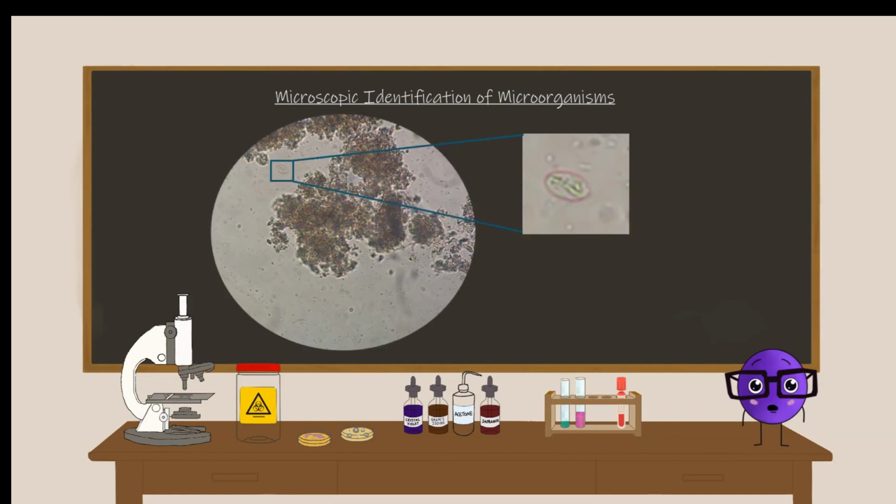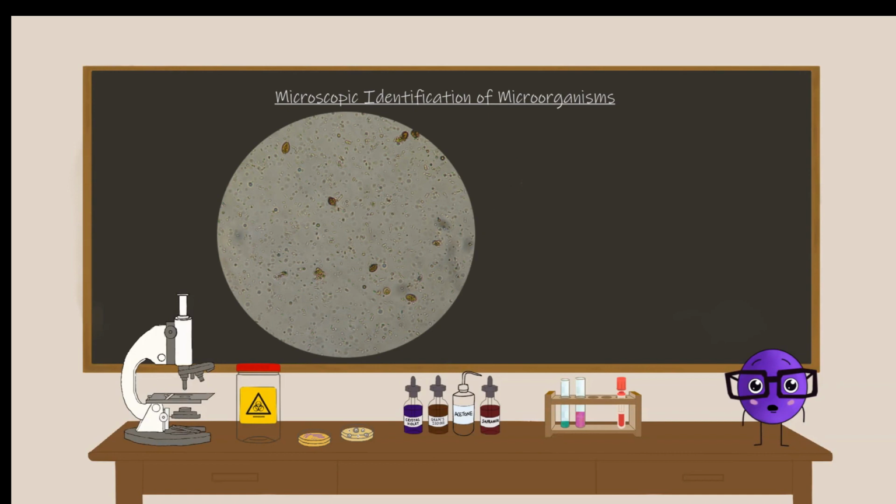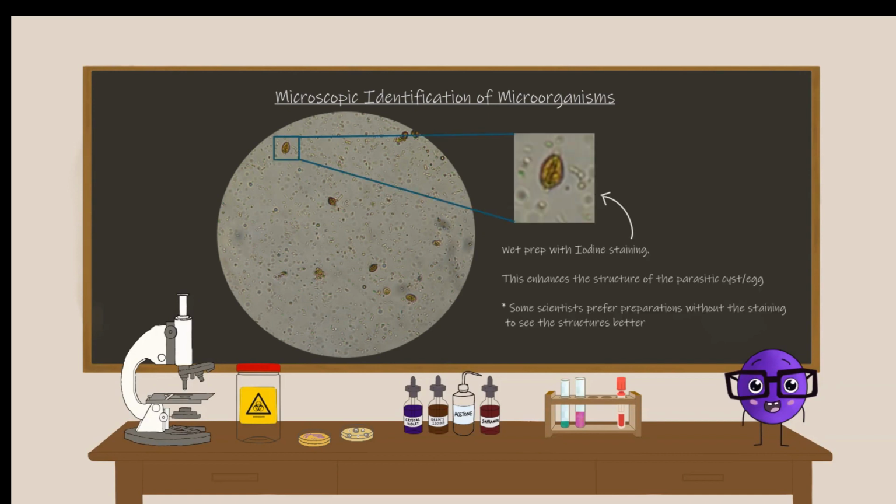Stool samples are often examined this way to view parasite eggs and cysts that may be present. Iodine staining can be used to enhance parasitic structures to aid in identification. Blood smears are also examined under the microscope to detect blood-borne parasites like Plasmodium species, which causes malaria.